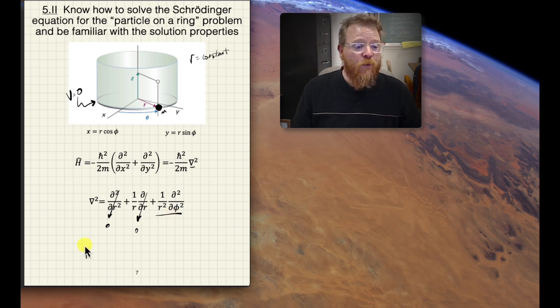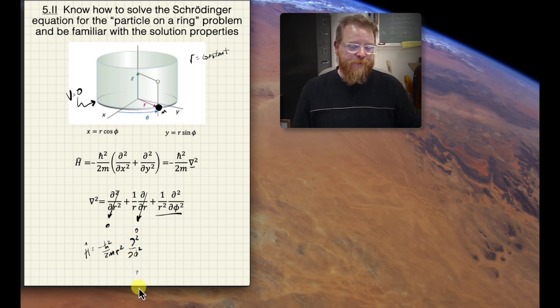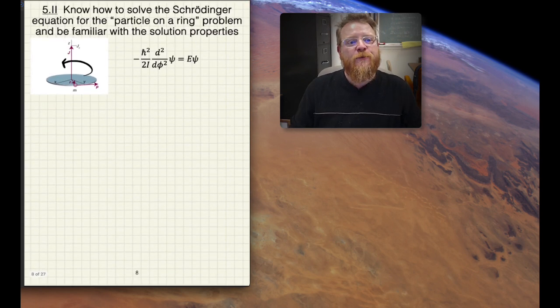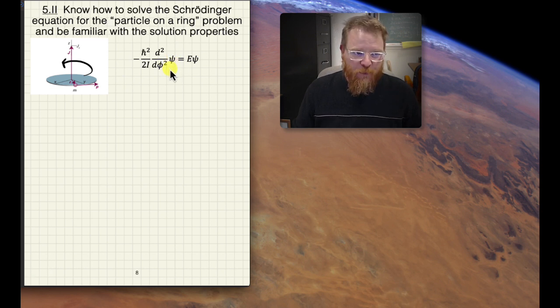So I can rewrite my Hamiltonian simply as negative h bar squared over 2m. And now I've got to tack this on. There's going to be an r squared on the bottom and second derivative in phi. And we might recognize that quantity mr squared is our moment of inertia. So we can simplify that even further and rewrite our Schrödinger equation as the following.